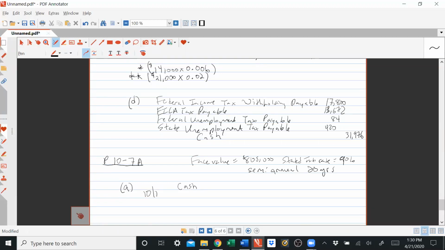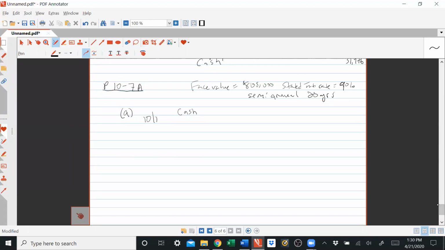So we know we're going to get 800,000 on October 1st, but we're going to get accrued interest as well. How much time has gone by between May 1st and October 1st? That's the question. So the amount we're going to debit to cash, the issue price, the amount we're going to receive from the lender is going to be the face value plus accrued interest. So it'll be accrued interest up here. Accrued interest. How many months?